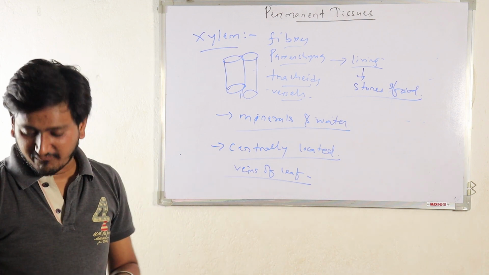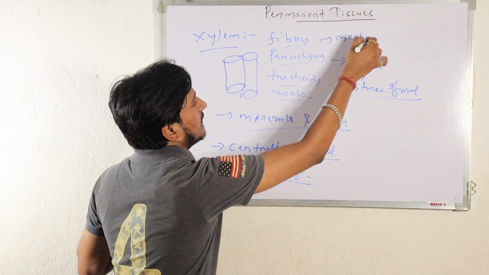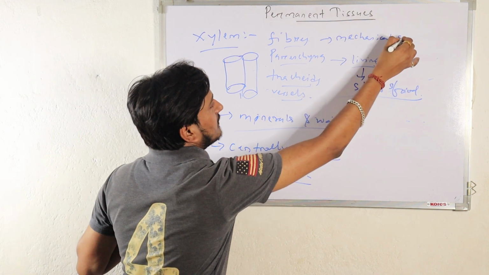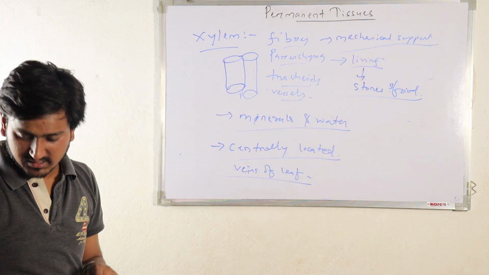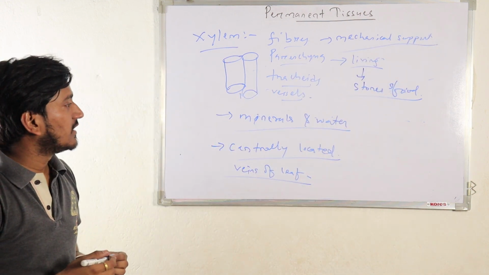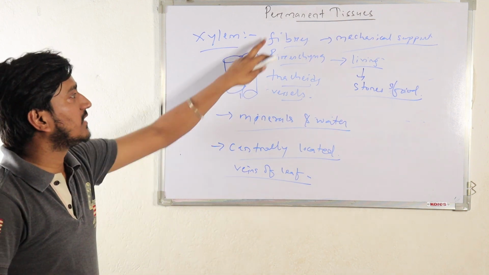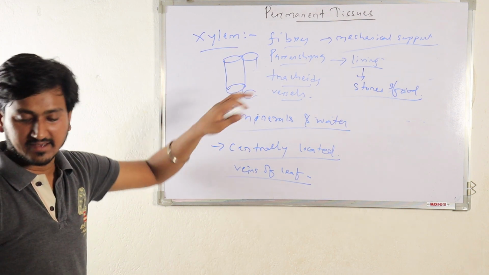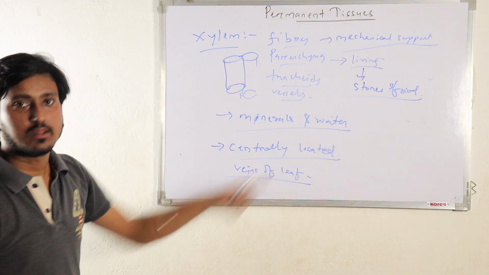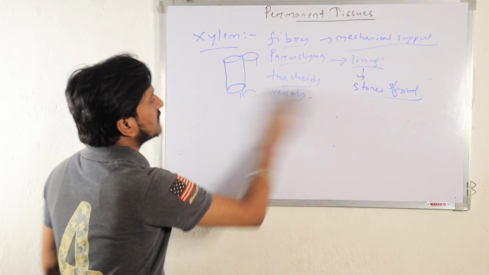Okay, and the xylem fibers are made for mechanical support. Okay, this much about the xylem. Remember, they conduct water and minerals, and most of the components of xylem are dead except the parenchyma, which is living, and it is living to store the food to supply energy to the xylem while it is functioning.